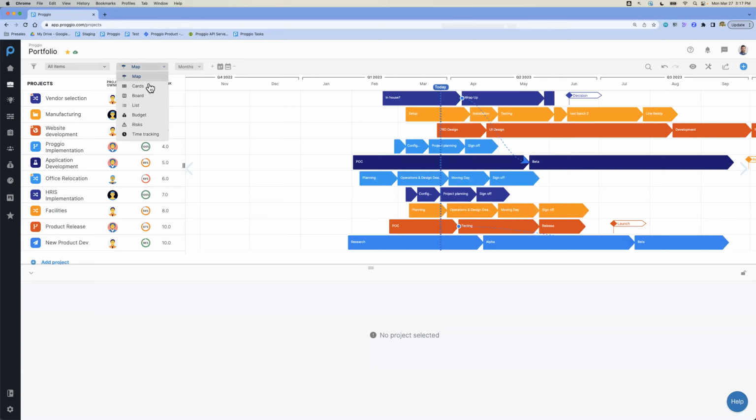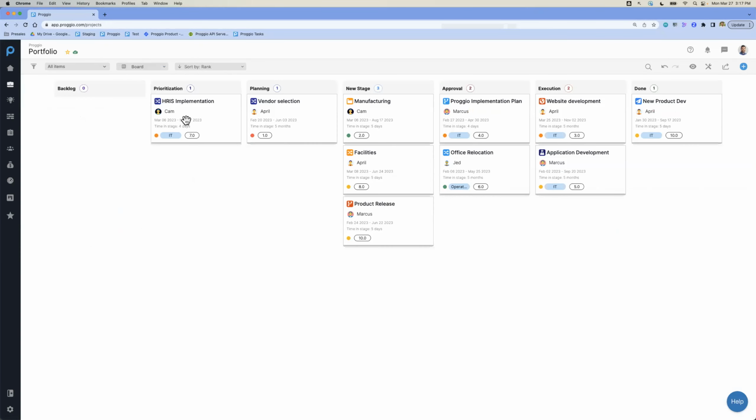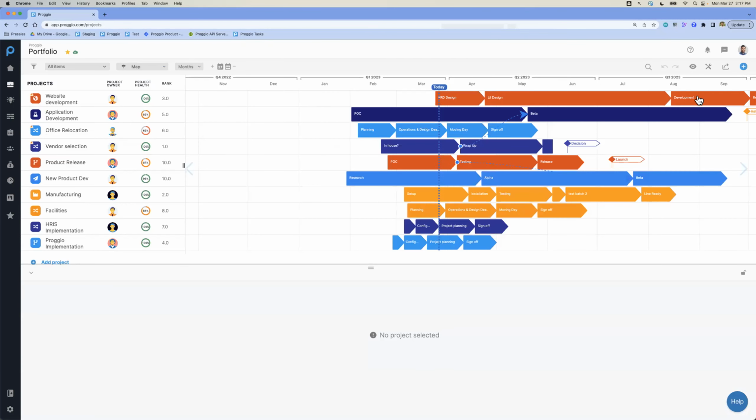Also being able to look at other areas of the application. If we look at our board view, we sort this by those projects that are in the time of that status. We see that indicating here on this card-like view, so we can quickly identify how long it's been in that status.